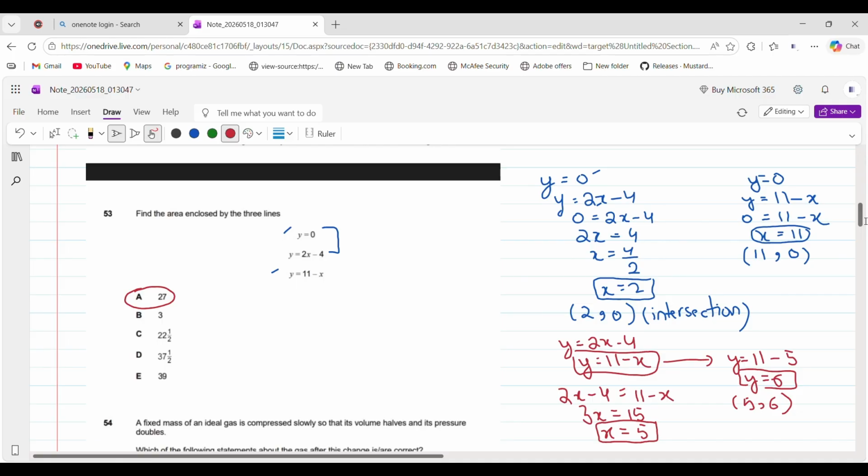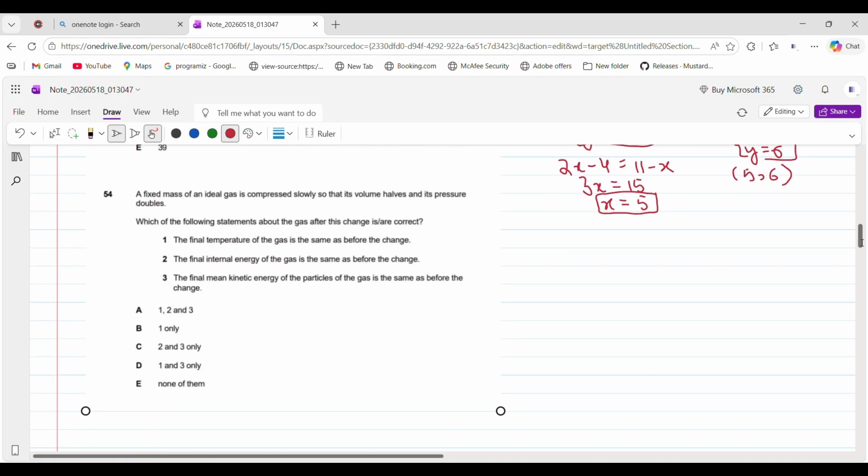Now let's go and solve the 54th question. A fixed mass of an ideal gas, it's basically physics, right? So a fixed mass of an ideal gas is compressed slowly so that its volume halves and its pressure doubles. Which of the following statements about the gas after this change is or are correct?